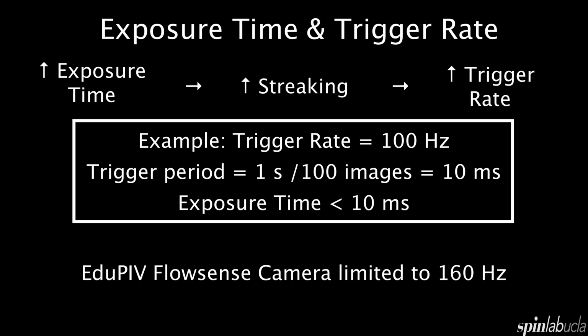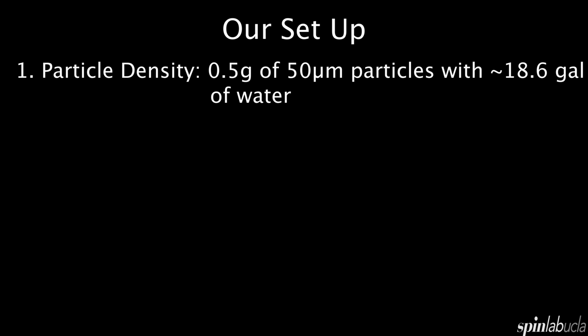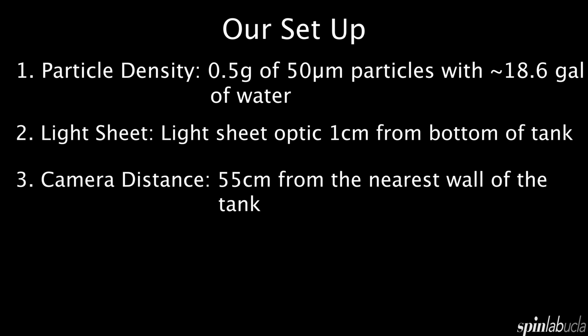The big takeaway here is that you must find a balance between brightness and streaking, aka exposure time and trigger rate. This is how we set up our system to get high-quality PIV images. Our particle density was 0.5 grams of 50 micron particles for approximately 18.6 gallons of water. We put the light sheet optic as close to the tank as possible before the light was diffused by the tank, approximately 1 centimeter from the bottom. The camera was 55 centimeters from the edge of the tank, and it was in its highest possible position.